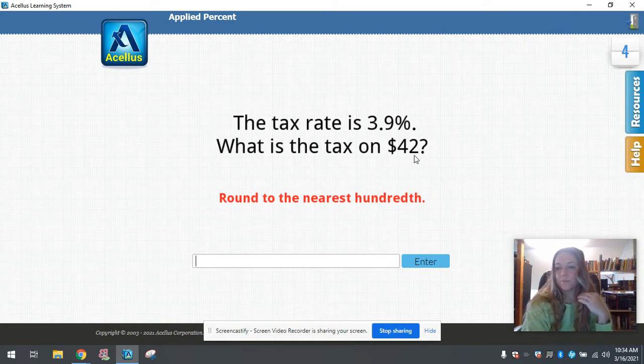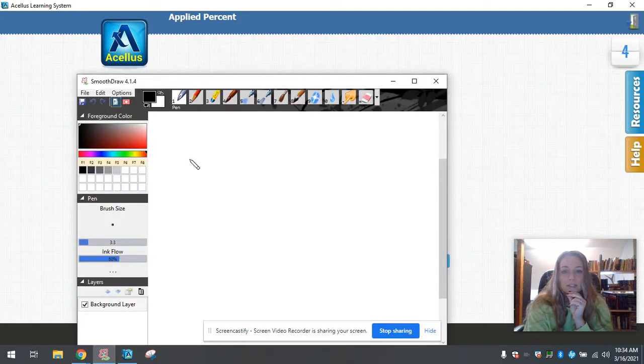So let's pretend we're buying a pair of jeans. The price tag says $42, but the cashier is going to tell me that it's a little bit more because of the sales tax. So we need to figure out how much more these jeans are going to cost. The first thing I need to do is turn this percent into a decimal, and I do that really easily. I just move the decimal to the left twice. So 3.9% is 0.039 as a decimal.